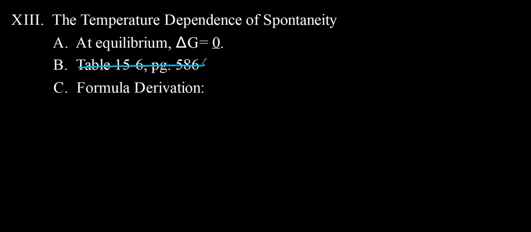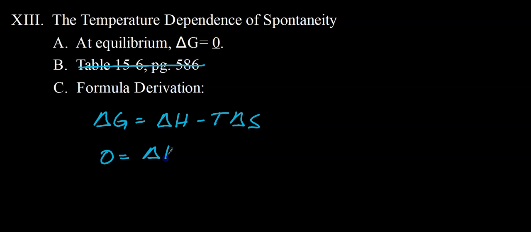So let's again skip ahead to the derivation of a formula. At what temperature, or better yet, as we'll see in a little bit, above what temperature or below what temperature is a reaction spontaneous? So let's start off with this equation. And let's say we have equilibrium, so our delta G is 0. So we have delta H minus T delta S.